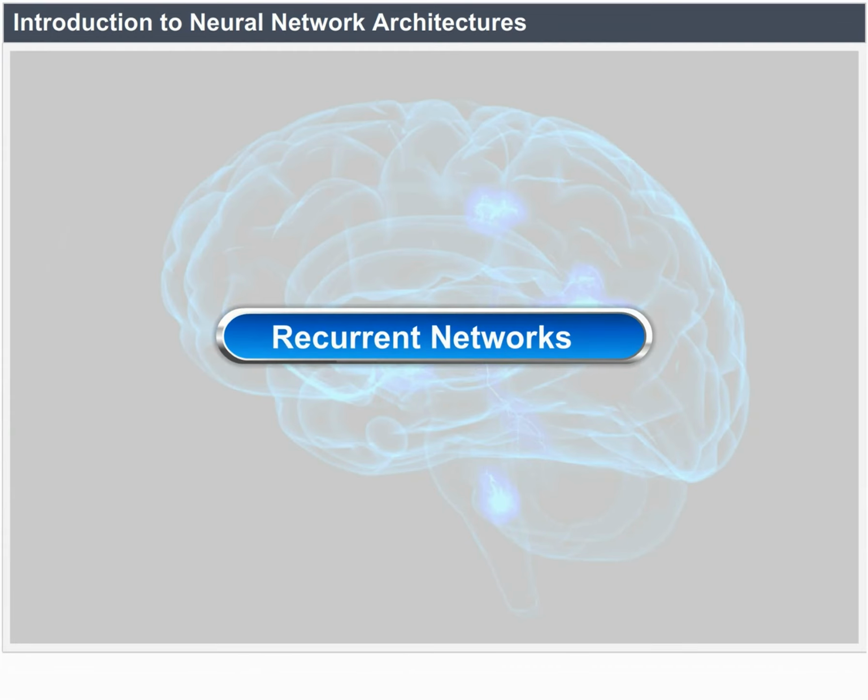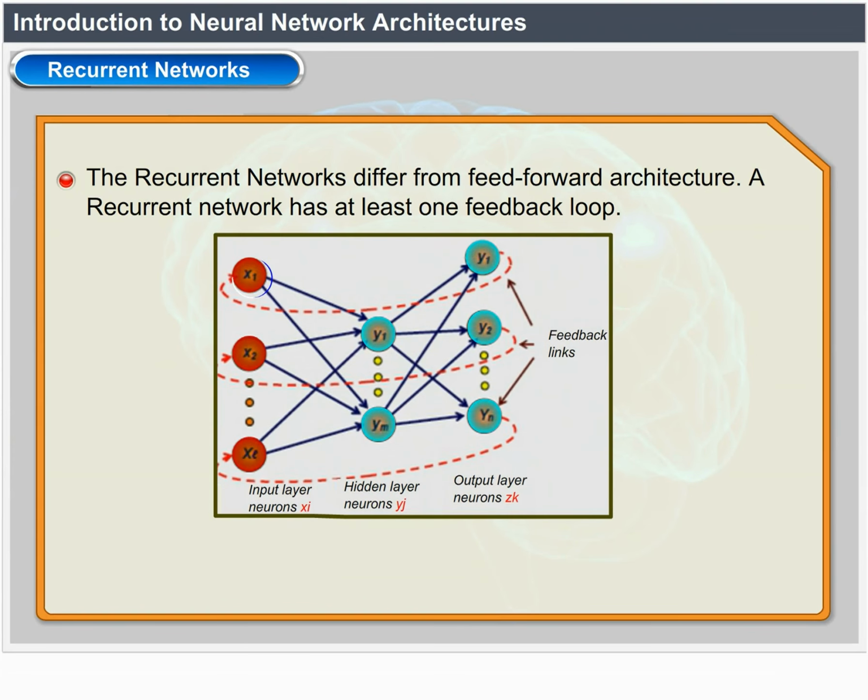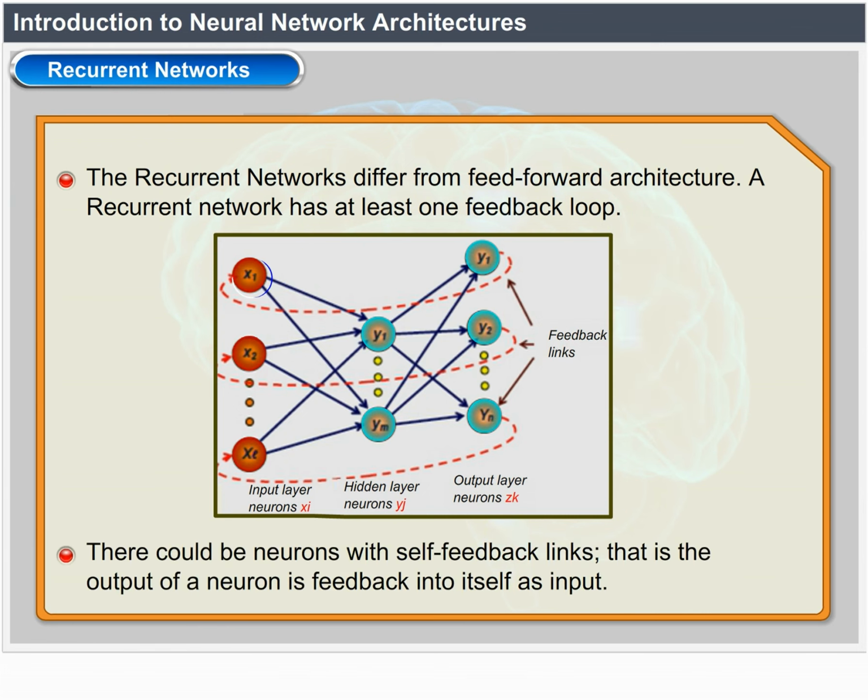Recurrent networks. Recurrent networks differ from feed-forward architecture. A recurrent network has at least one feedback loop. Example: a recurrent neural network is shown in the below picture. There could be neurons with self-feedback links. That is, the output of a neuron is fed back into itself as input.